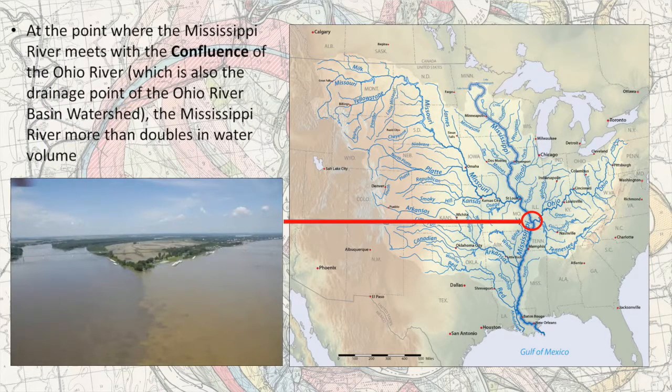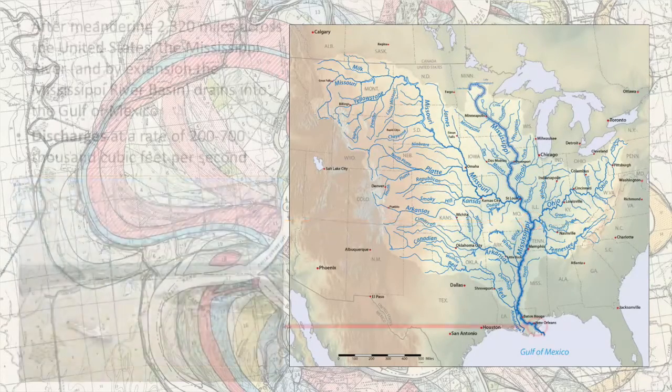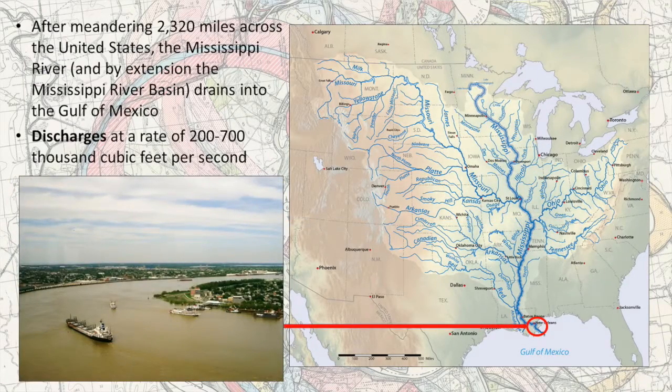As the Mississippi meanders south, it captures smaller rivers and streams until it eventually meets at the confluence of the Ohio River in Indiana. At this point, since the Ohio River conveys more water, the Mississippi more than doubles in size. The Mississippi continues south, getting larger until it drains into the Gulf of Mexico.